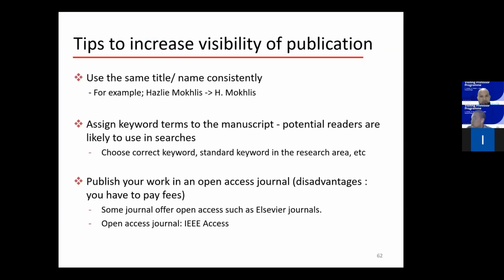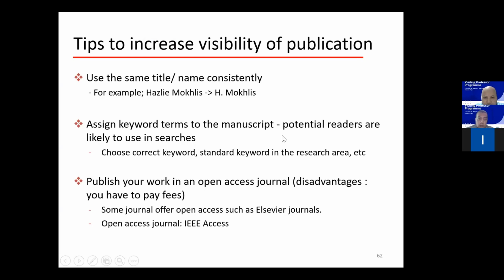So if you have the publication, how do you want to increase your visibility? Number one, you need to make sure that you are using the standard name for you. I mean, be consistent when you use your name. For example, like my name Hazlie bin Mokhlis. Commonly I will use in the paper H. Mokhlis, so it will not mix with others. So you need to be consistent.